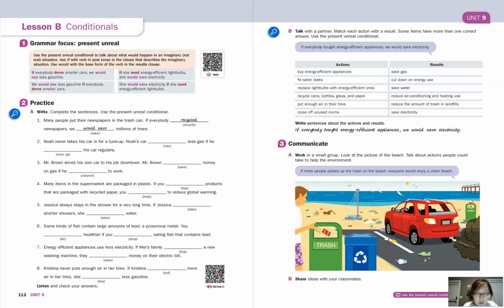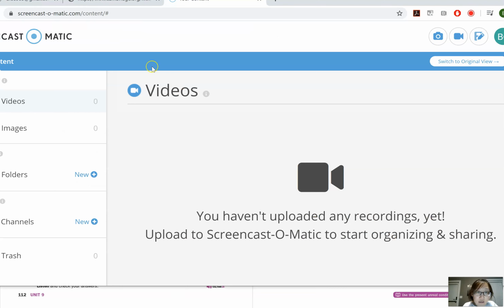Okay, so now we are going to look at Lesson B, conditionals. So go ahead and open your book to page 112. Okay, so let's watch the grammar lesson.